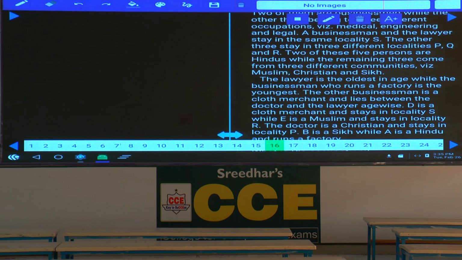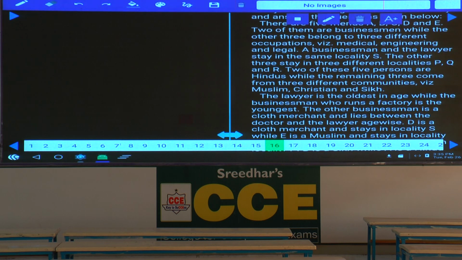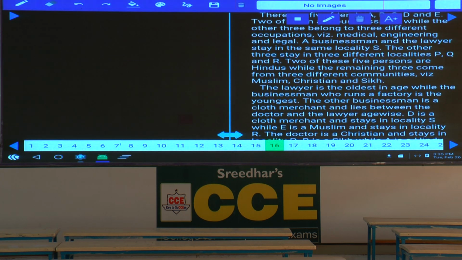Now for these 5 friends, tell me how many parameters are there. The profession is given, locality is given, and the religion is given, isn't it? Hence we have n number of possibilities. And the ages are also given. 4 parameters, the eldest and the youngest is given or not. Hence 4 parameters, hence it comes under distribution.